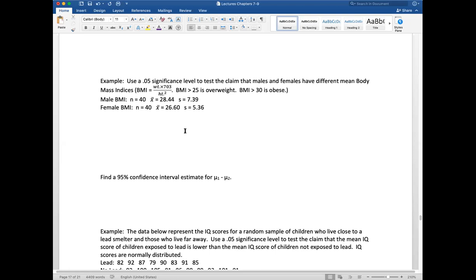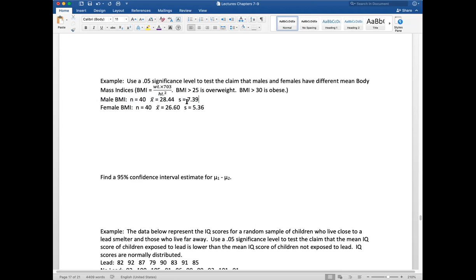All right, let's see one more problem. See this example in the lecture notes. Use a 0.05 significance level to test the claim that males and females have different mean body mass indices, BMI, right? So BMI greater than 25 is overweight. BMI greater than 30 is obese. So instead of sample data, the sample statistics are given, right? So male BMI and female BMI. Okay, so n is sample size and x bar is sample mean. s is the sample standard deviation.